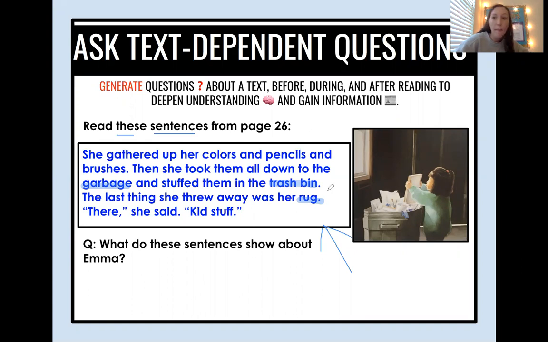So now we want to think about step 3. We want to think about, if we read this page, what new information do we learn about Emma? So just from this page and just from reading those sentences, what do we learn about Emma? Let's read them one more time to make sure.